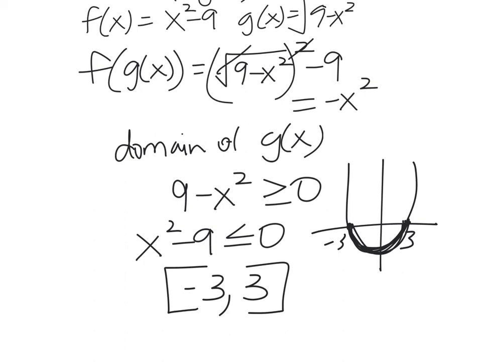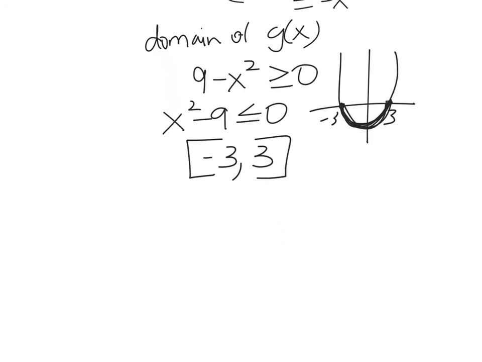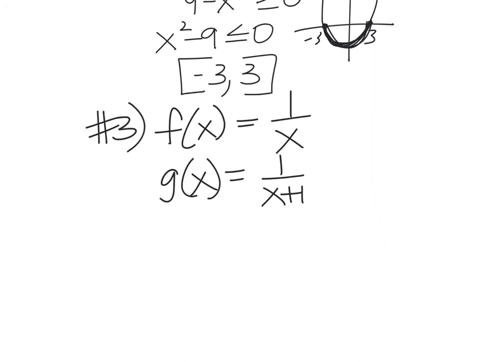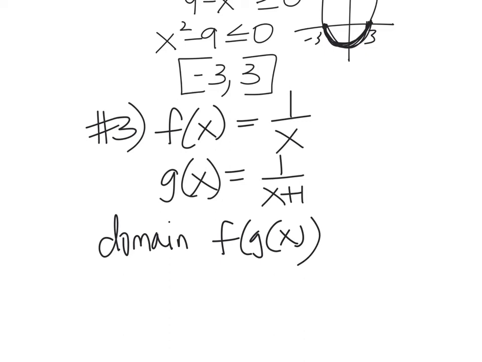Let's do one more of those. Number 3. All right, this time let's say that f of x is 1 over x, and g of x is 1 over x plus 1. And I want to find the domain of f of g of x, sorry. F of g of x. And I write them both ways. I'll write it with a little circle, I'll write it that way, either way. Okay?